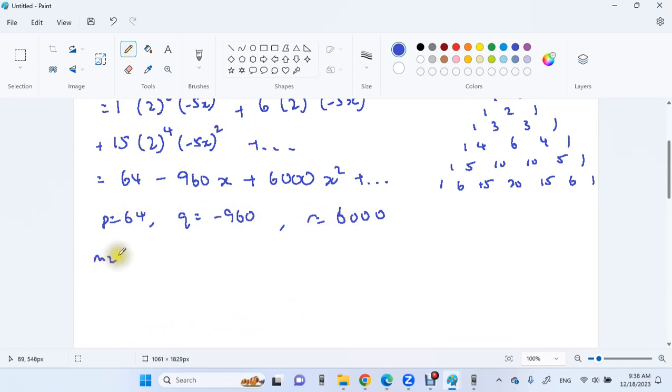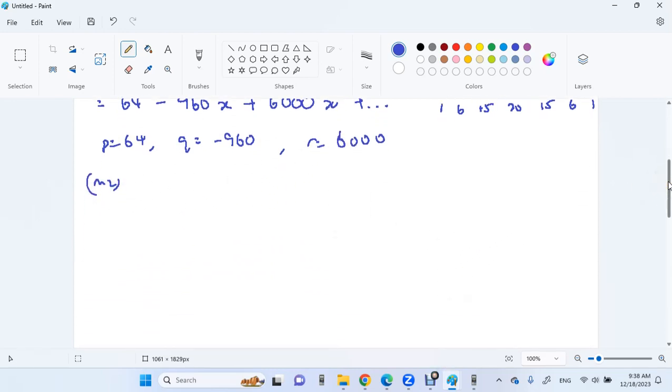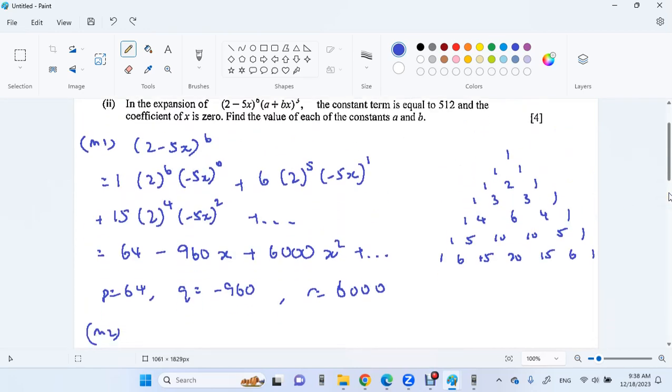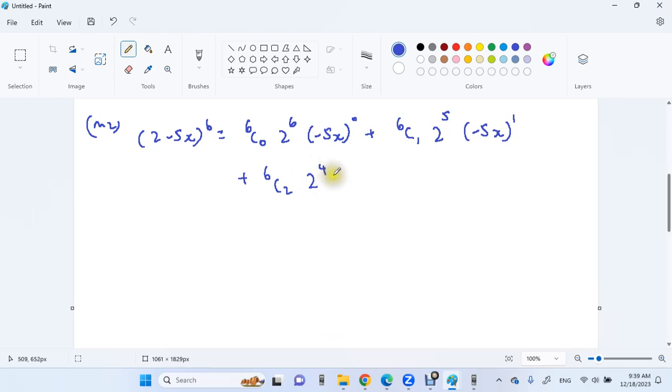Okay, if we want to use method number 2, that is the binomial expansion, just now was Pascal's triangle. For (2 minus 5x) to the power of 6, we will have 6C0, 2 power 6, negative 5x power 0, 6C1, 2 power 5, negative 5x power 1, and 6C2, 2 power 4, negative 5x power 2, and so on.